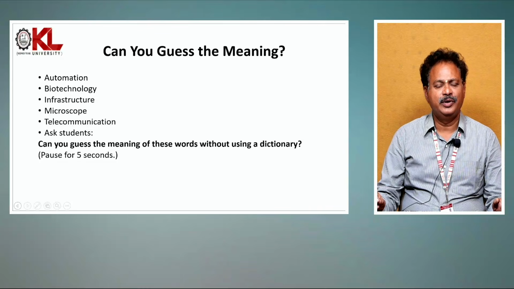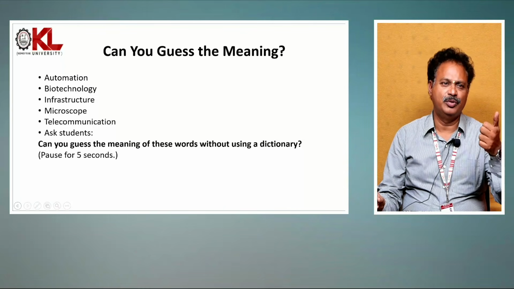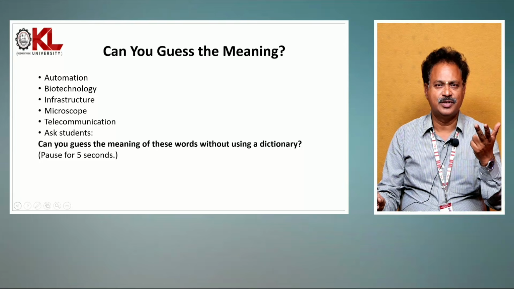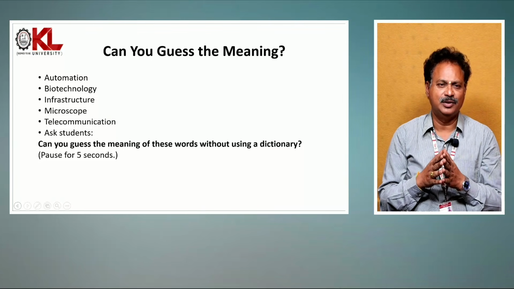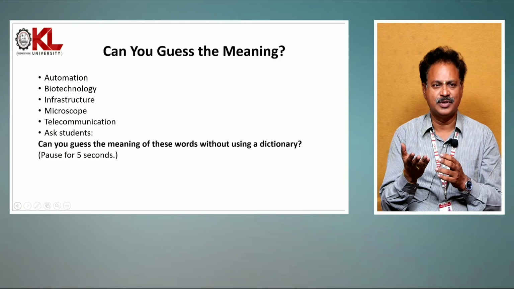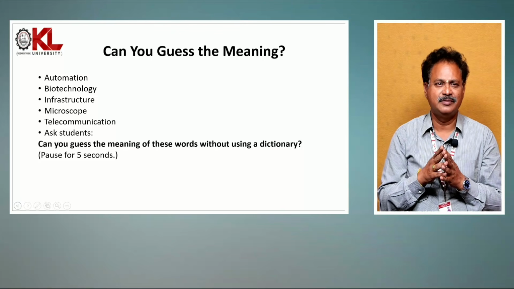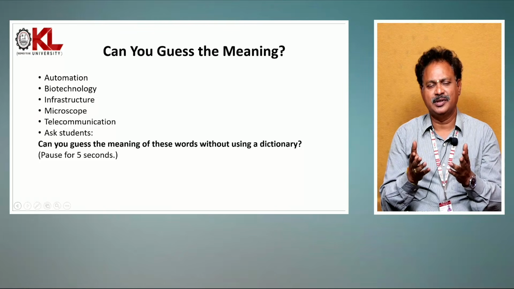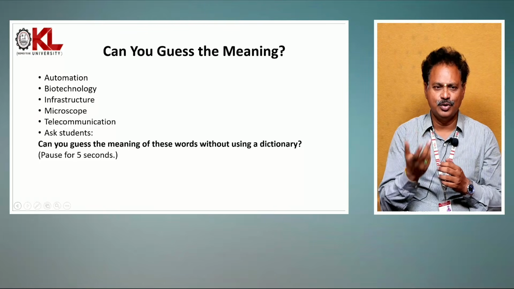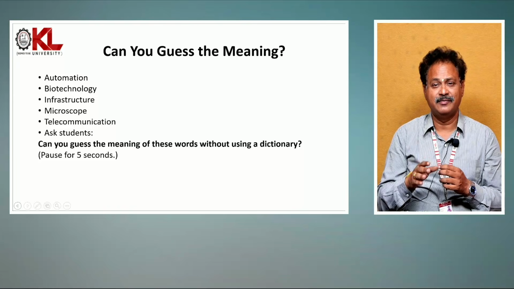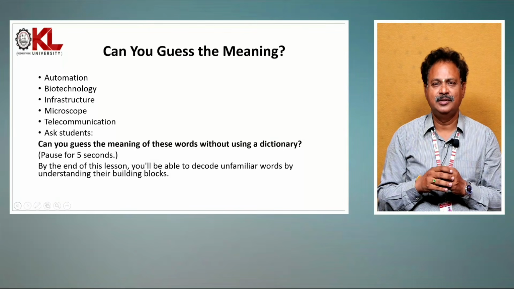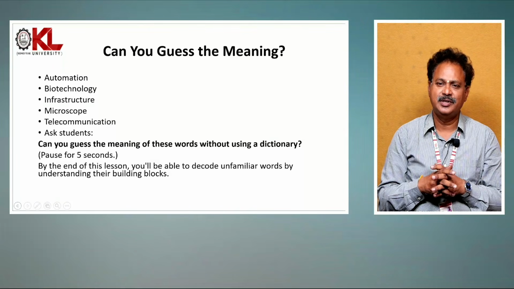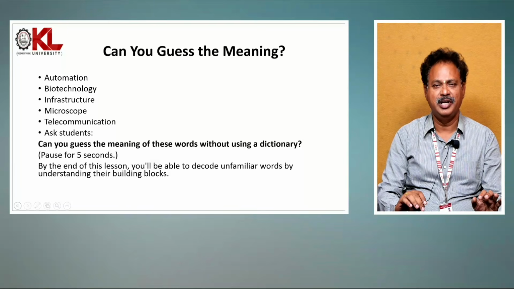Now look at the words given over there: automation, biotechnology, infrastructure, microscope, telecommunication. So how many of these words are known to you? I can say that you know telecommunication, microscope, infrastructure, biotechnology, but are you aware of automation? Supposing you don't know what automation is, how should you know without referring to a dictionary? By the end of this lesson, you will be able to decode unfamiliar words by understanding their building blocks.